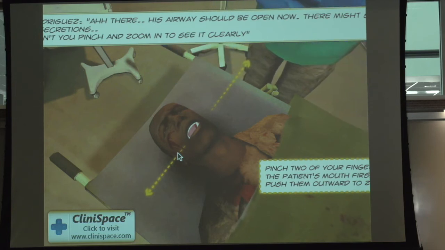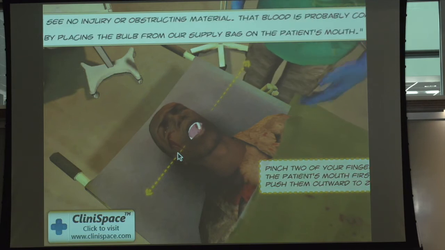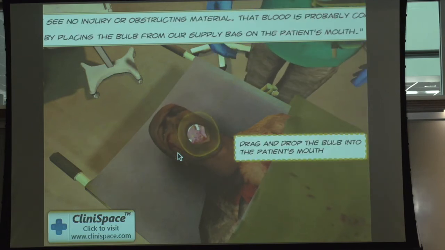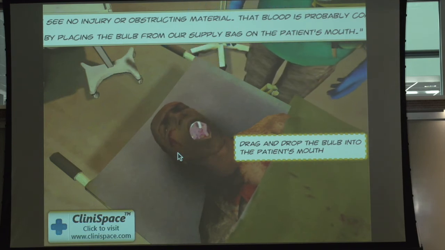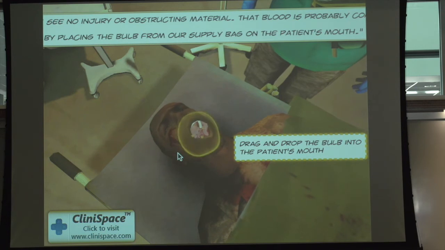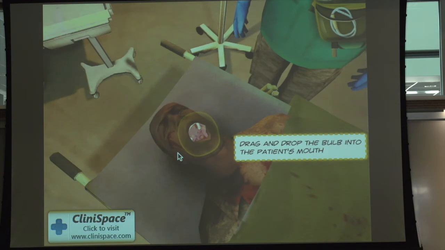There might still be some secretions. Why don't you pinch and zoom to see it clearly? So you use your fingers. Or obstructing material. That blood is probably coming from below. Let's suck it out by placing the bulb from our supply bank on the patient's mouth. So he's giving a whole series of instructions. You're supposed to use your fingers now on the iPad and open the mouth.